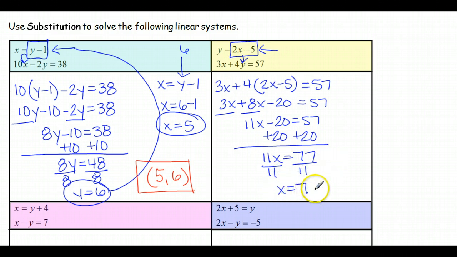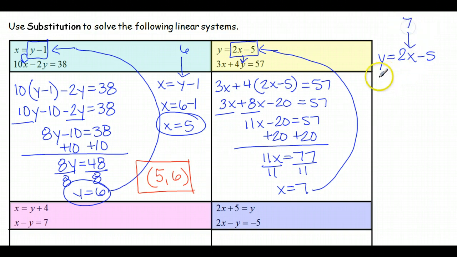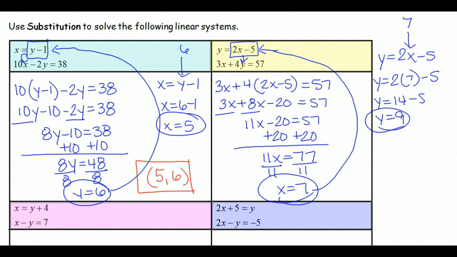Now again, we still have to find y, so take and plug x back into the equation you started with. In this case, we started with the equation y equals 2x minus 5. But now I know x is 7, so I'm going to replace it. So y equals 2 times 7 minus 5. y equals 14 minus 5, so y equals 9. So now that we have our y coordinate and our x coordinate, we can go ahead and write the solution to our system. The solution is 7, 9.